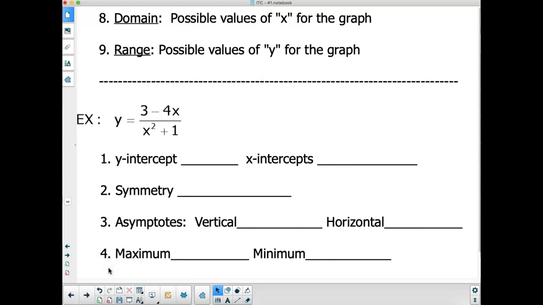Okay. And when we come around to this next page, I don't think I need to really say much about domain and range. Hopefully you remember that as it came across in Algebra 1, Geometry, Algebra 2, and Pre-Calc. Domain is simply possible x values for the graph. And the range is only possible y values for the graph.